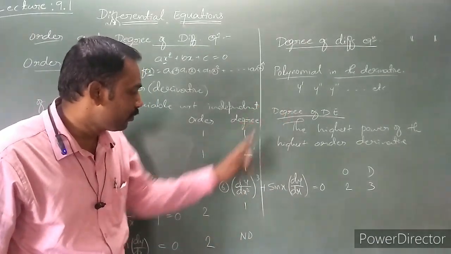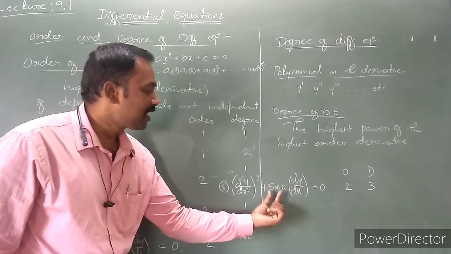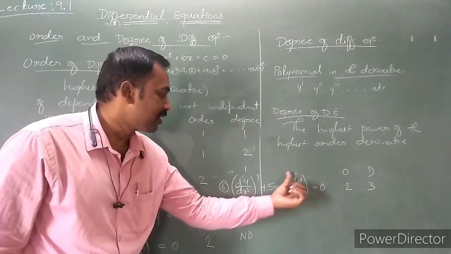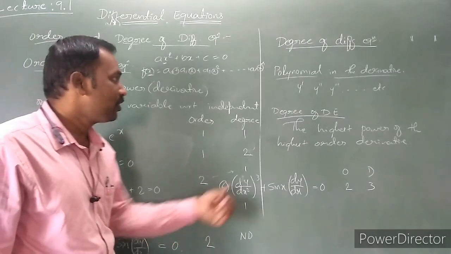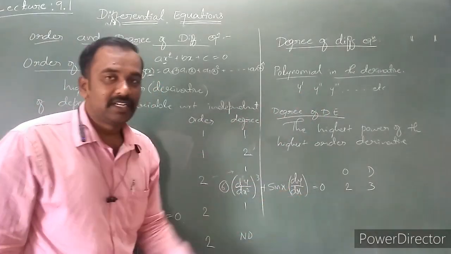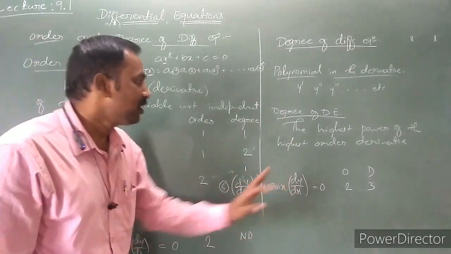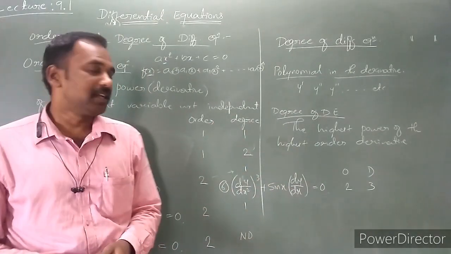Yes, obviously it is a polynomial in the derivative, because sin x is a coefficient. Nothing to worry about. The derivative's coefficient is sin x. Obviously it is a polynomial in the derivative. Okay, a very important thing: writing the order and the degree.